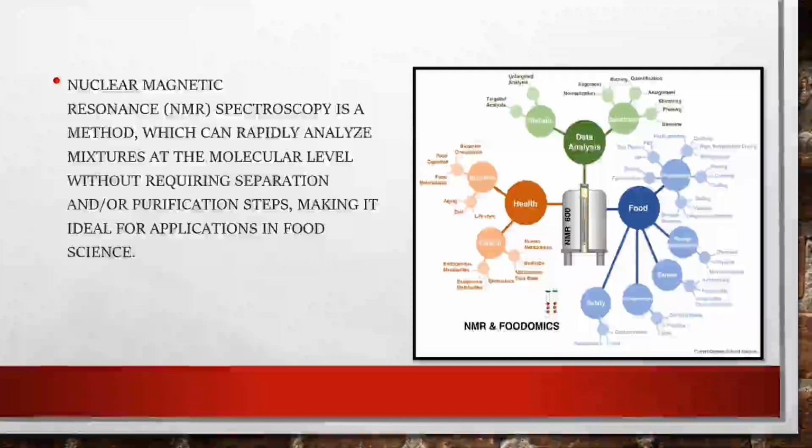Nuclear magnetic resonance spectroscopy is a method which can rapidly analyze mixtures at the molecular level without requiring separation or purification steps, making it ideal for applications in food science.